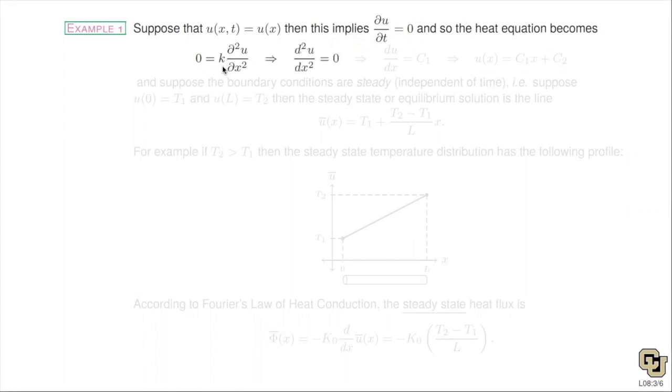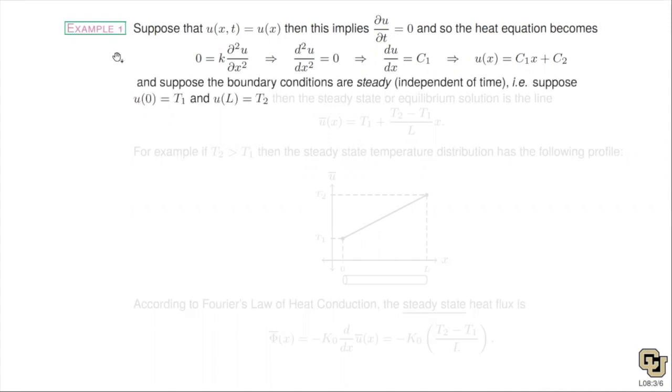K is a positive constant, so divide both sides by K. Now I have U double prime equals 0. Integrate once, U equals a constant. Integrate twice, U equals this linear function. And so now I need boundary conditions.